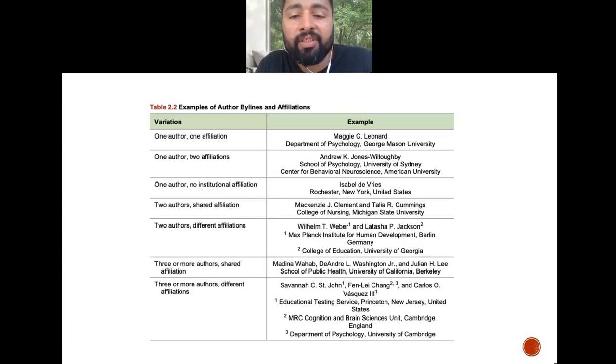Two authors, different affiliations: just number it, first author one and second author two, and write the first author's affiliation and second author's affiliation below the names of the authors. Three or more authors, shared affiliation: just write the names of the authors and the affiliation in the second line. Three or more authors, different affiliations: just write the names and number them, and the numbers explain the affiliations of the authors. Okay.